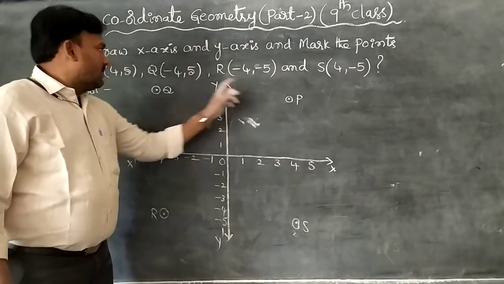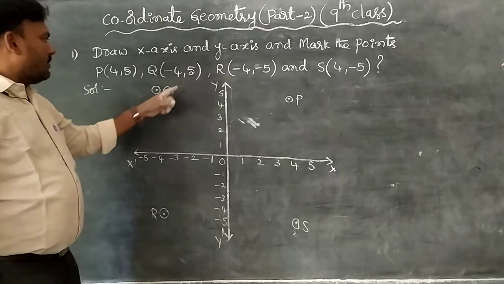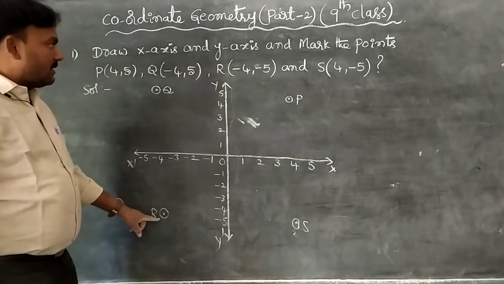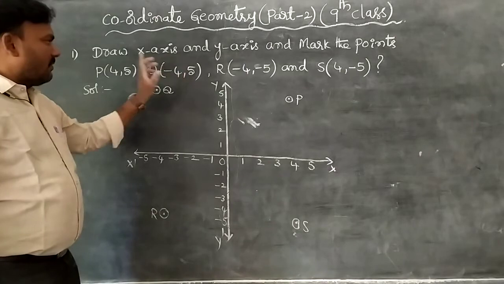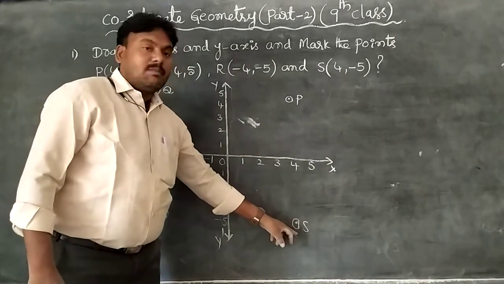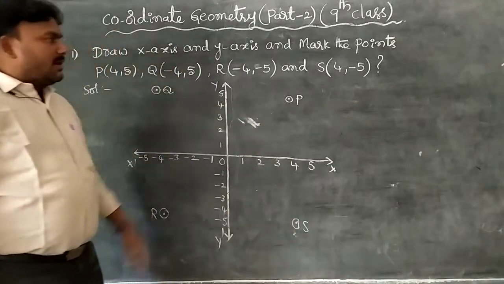So P is (4, 5), Q is (-4, 5), R is (-4, -5), and S is (4, -5), students. We go for the next problem.